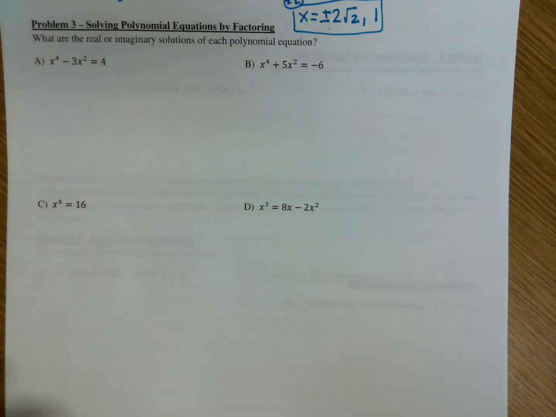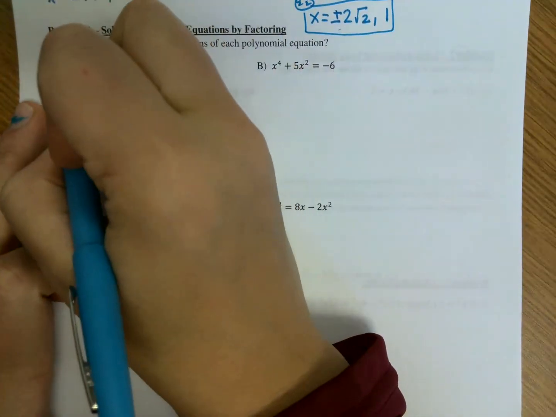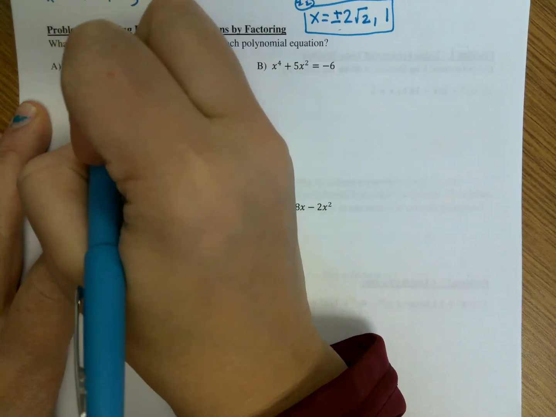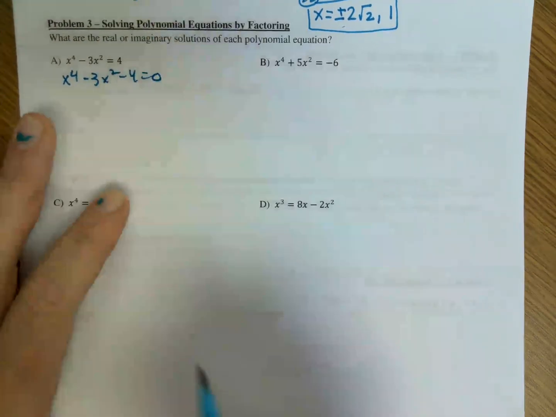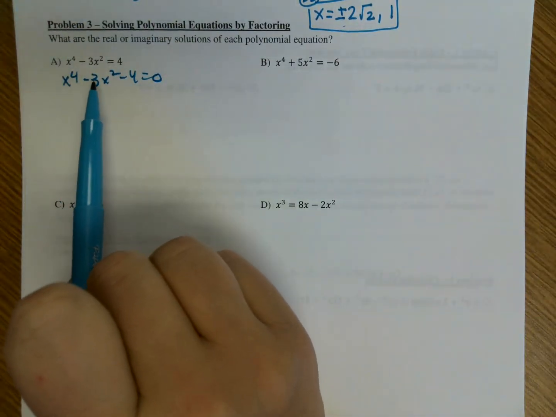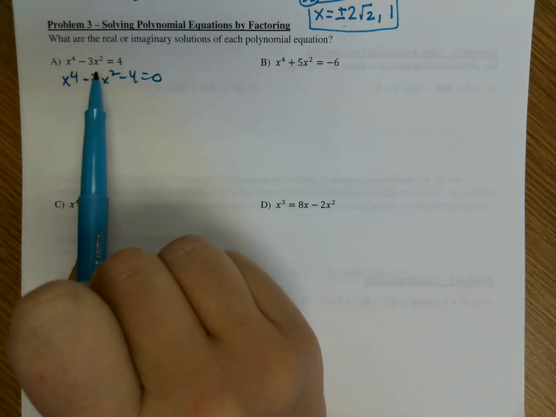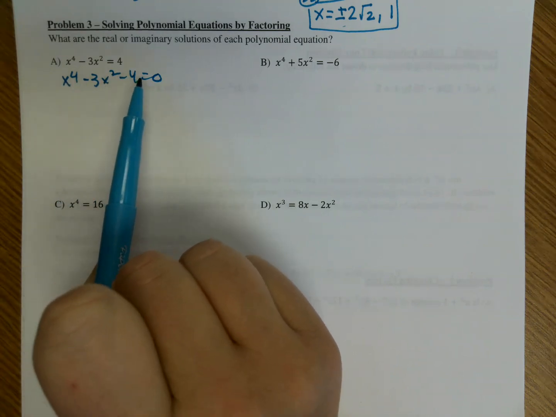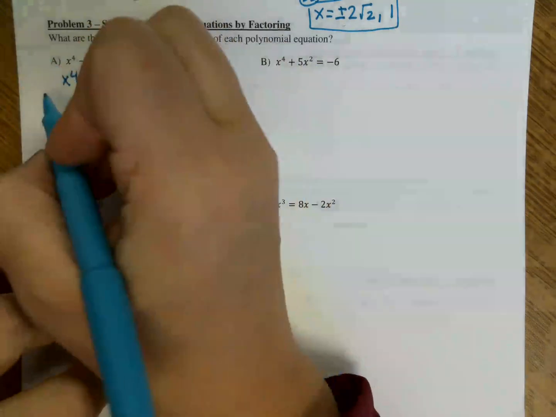Last set of factoring questions. So I'm going to first move this over. X to the fourth minus 3x squared minus 4. Now, because of the fact that this is going down by a power of 2, x to the fourth down by 2, 2 down by 2, 0, I can still factor this like we have been.